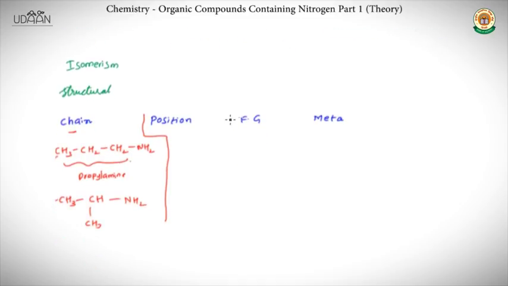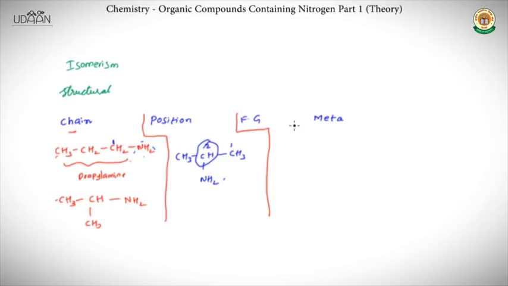If you want position isomers, it comes by shifting the functional group, which is amine, that is CH3CH(CH3)NH2. As you can see, here the amine group is on the first carbon, whereas here the amine group is on the second carbon.